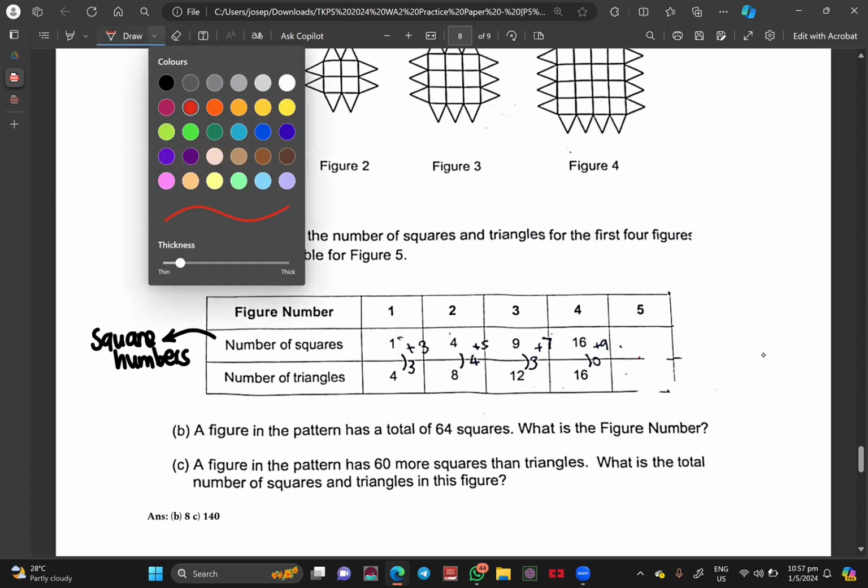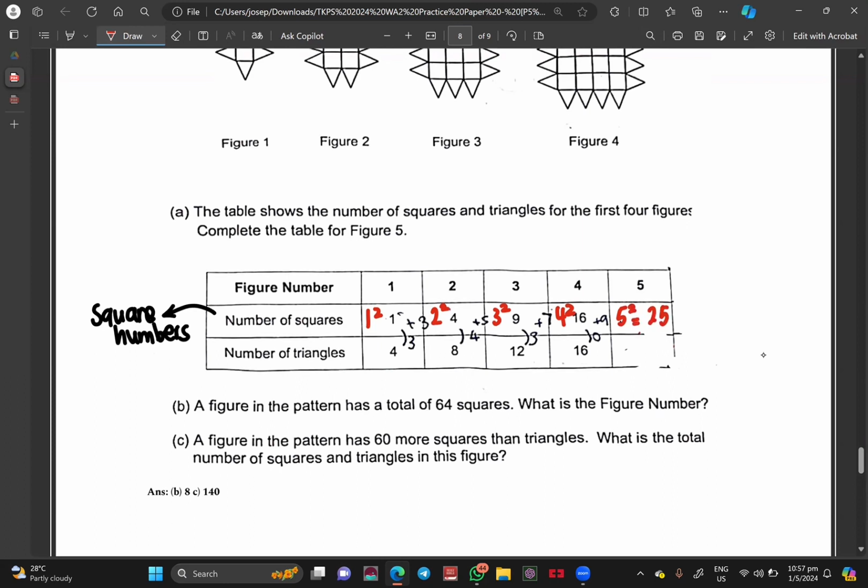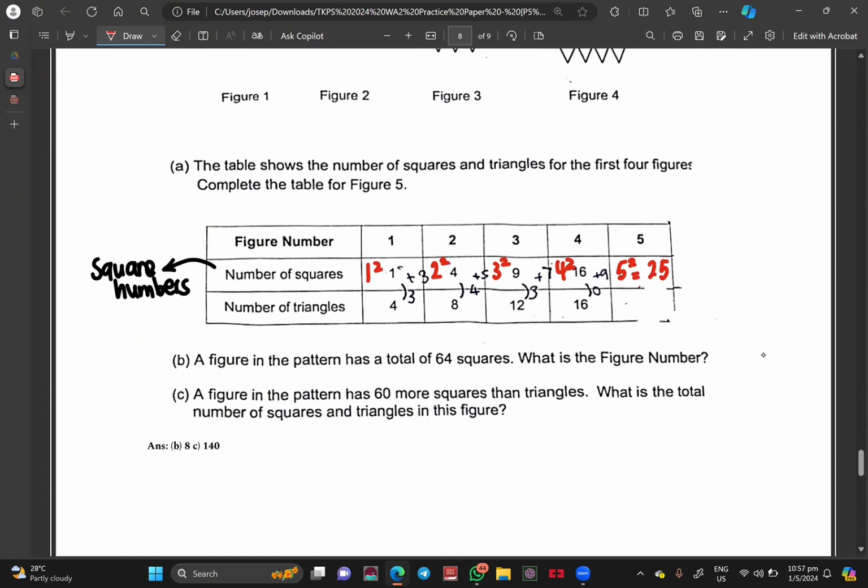So what I want to do first is, of course, write out that this is 1 to the power of 2, and this we know is 2 to the power of 2. This we know is 3 to the power of 2, this we know is 4 to the power of 2, and we know this is 5 to the power of 2. And therefore we can answer this and say that this is 25. Now for the triangles, you can see that these are all multiples of 4.